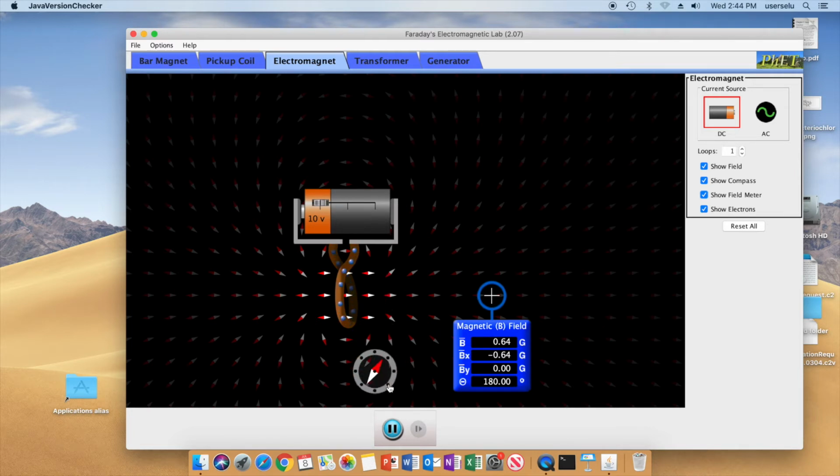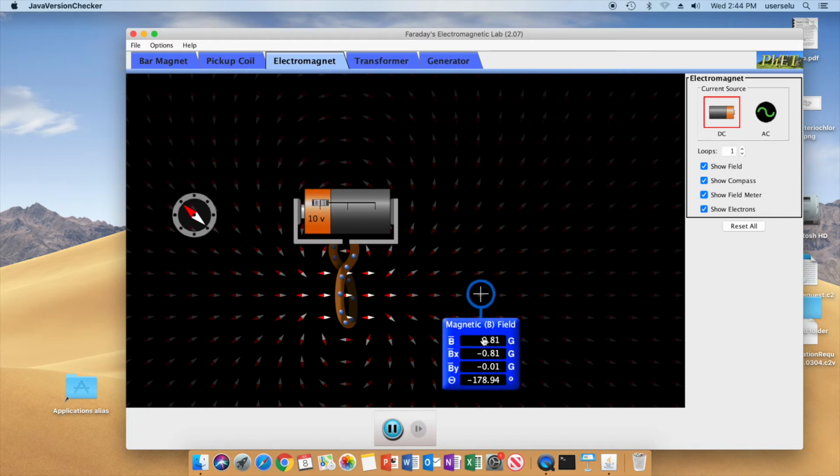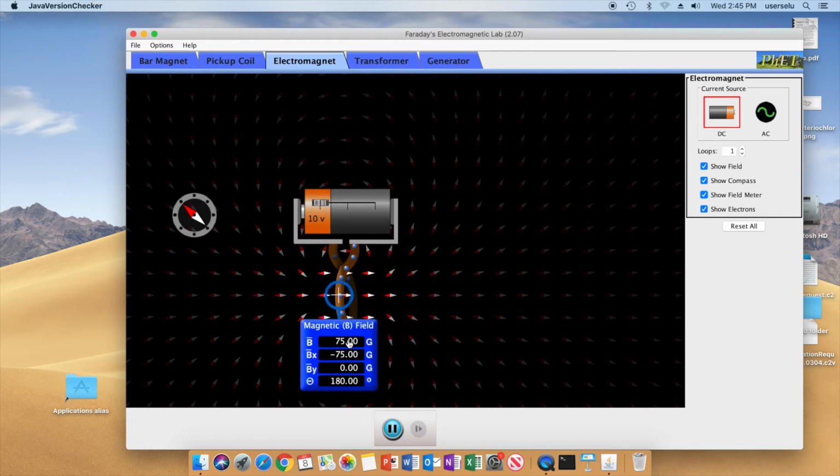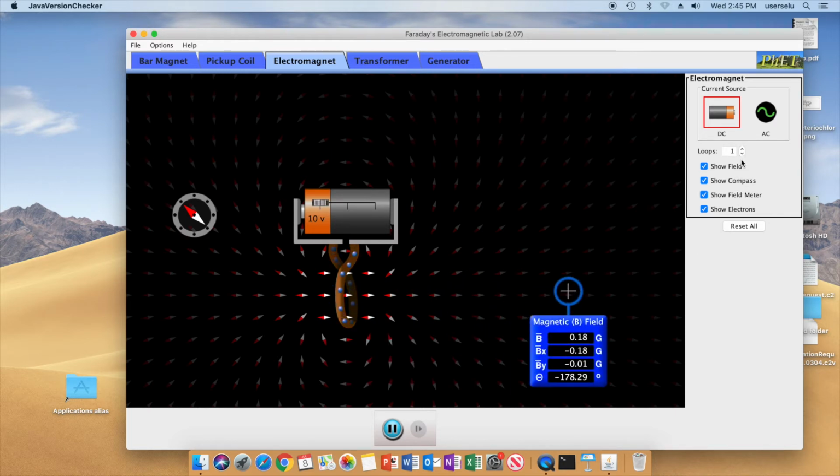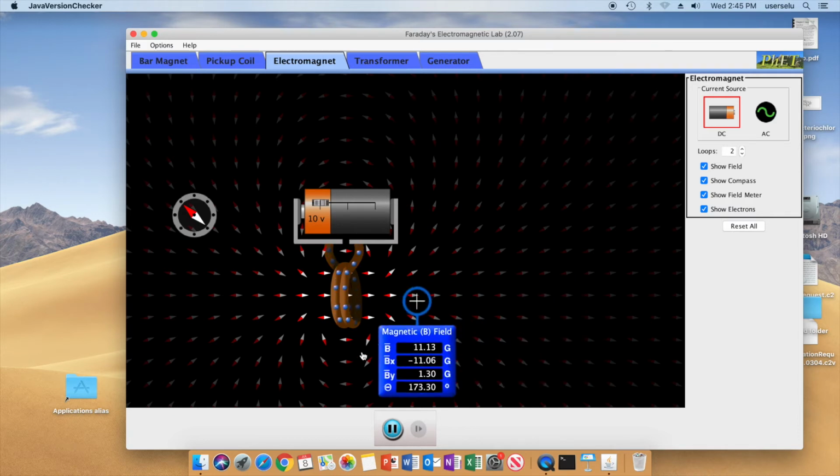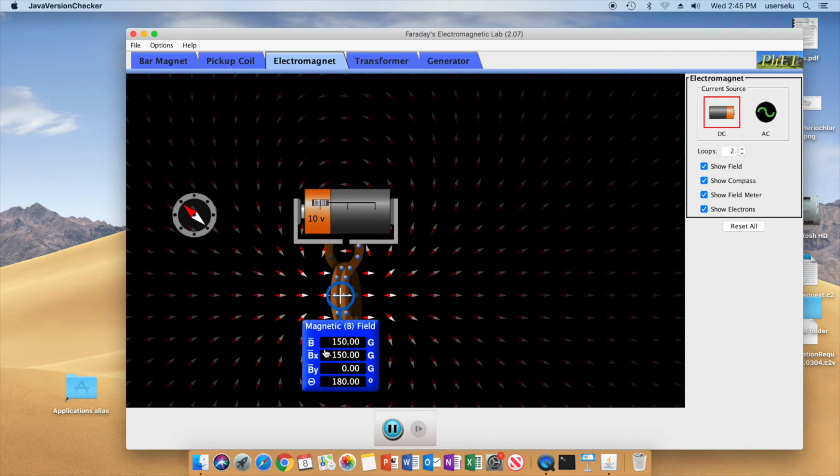Now, another thing I can do is take my simulation and add loops to this. Remember, for one loop, I'm getting a field of 75 Gauss. If I put two loops in now, and the current is flowing through each of these loops, each of those coils will be generating 75 Gauss. So now, internal, I have 150 Gauss.